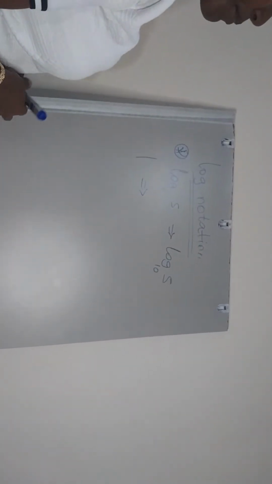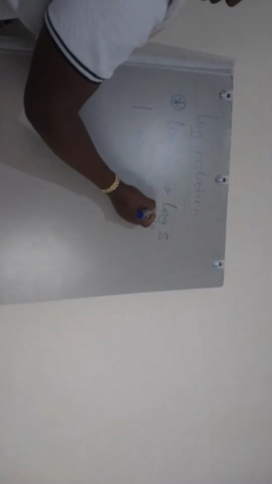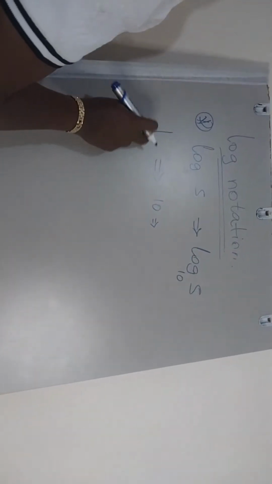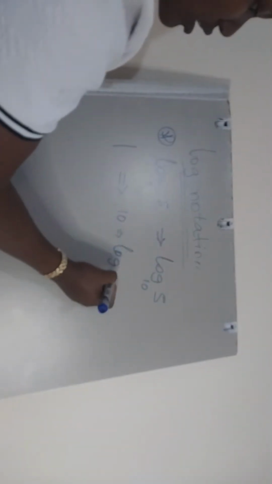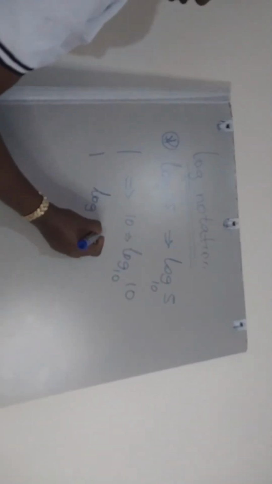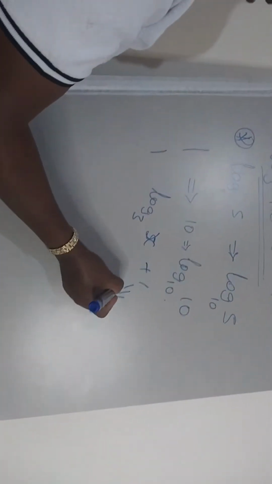1 will always pick the base. For example, our base here is 10. That means that our base here is 10. So we can simply express 1 as log 10 to base 10. If 1 was existing in a sum with a log for x to base 3 plus 1, 1 in this case will now turn to be log 3 to base 3.